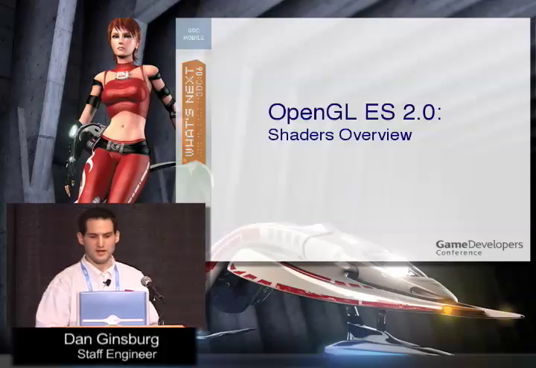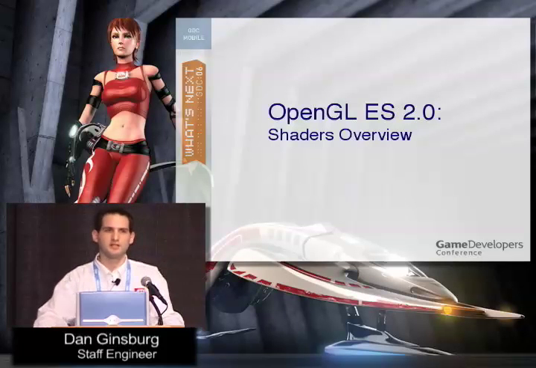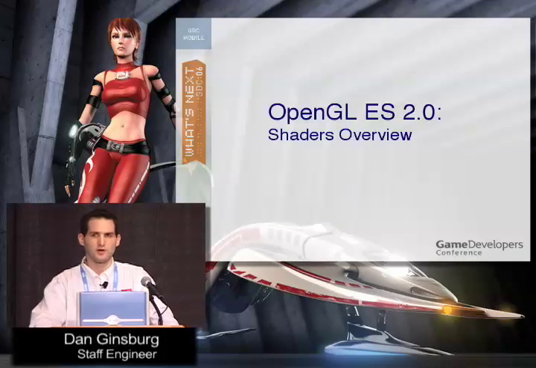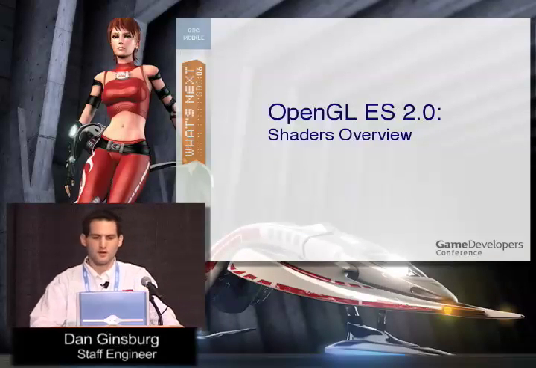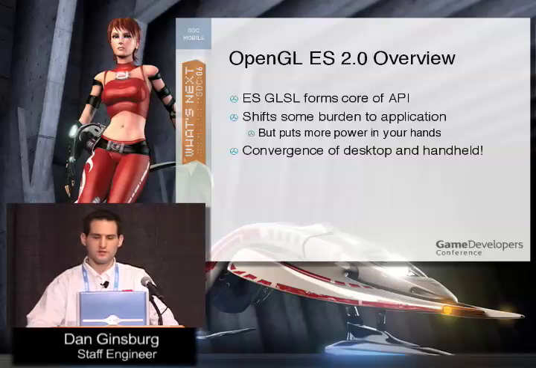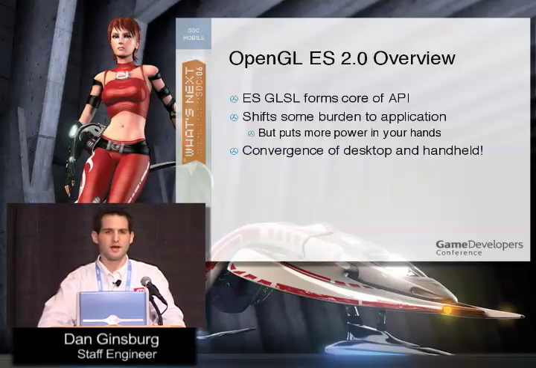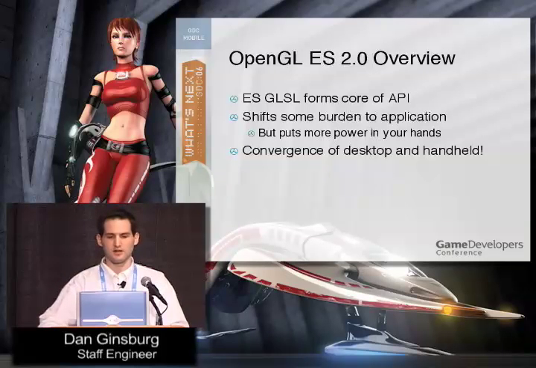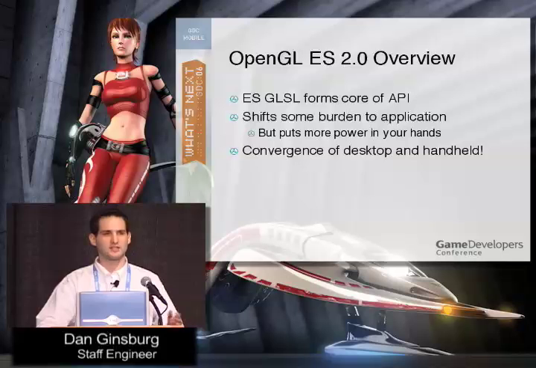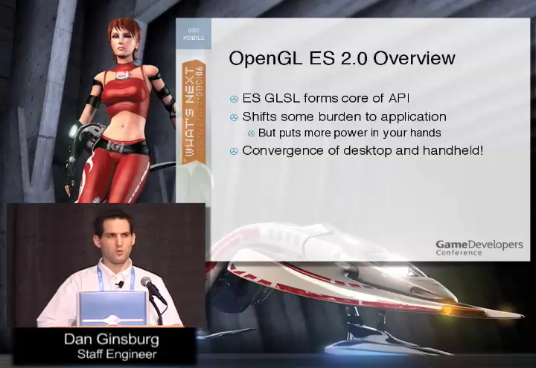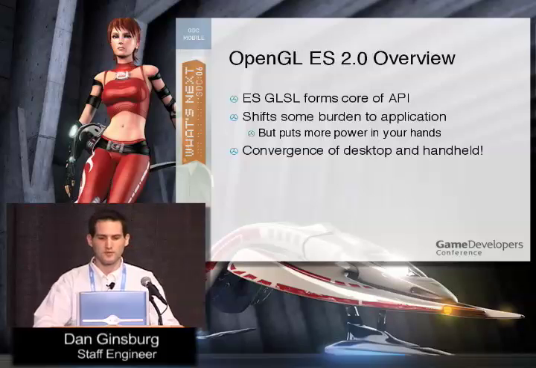So with that said, I want to now really dive into the details of OpenGL ES 2.0. And I'll start by talking about how shaders fit into the graphics pipeline. So first of all, the core of the API is formed by the OpenGL ES shading language, GLSL. And this is a subsetted language of desktop GLSL, but is mostly very similar. And I'll talk in a little bit about what the actual changes were for ES.